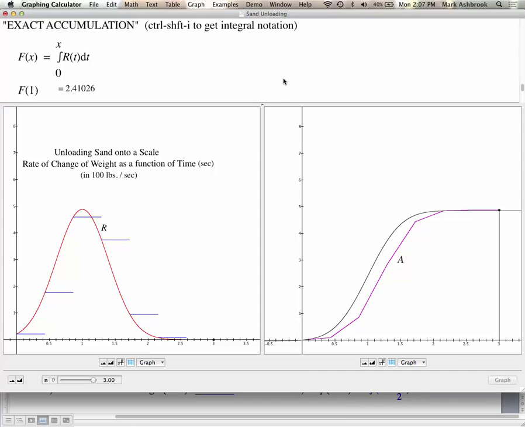So at 1 second, this is the weight of sand on the scale. It's the accumulated weight of sand on the scale at 1 second. So I can come over here. You can't really read that too well, but you can click on a curve and you get crosshairs, and it gives you ordered pairs right there. So it's telling you x equals 1, y is 2.41. That's how much weight of sand is on the scale after 1 second. That's what this accumulation does.